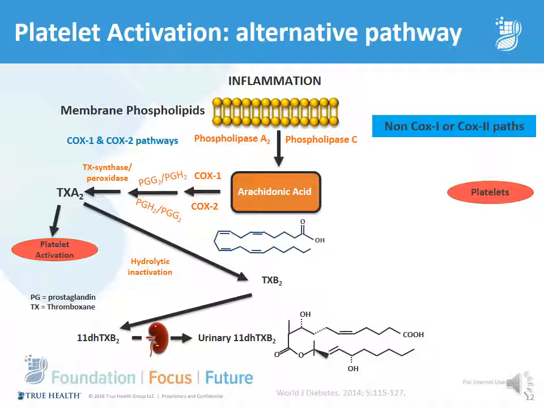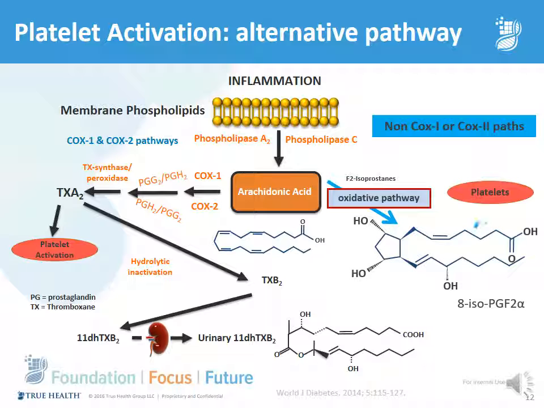Using non-enzymatic pathways that will result in platelet hyperactivity. Arachidonic acid via oxidative pathways and free radicals is converted to a series of molecules called F2 isoprostanes, which are also capable of activating platelets and causing a prothrombotic state. And of course, that has nothing to do with the enzymatic pathways of increase in thromboxane A2 production.